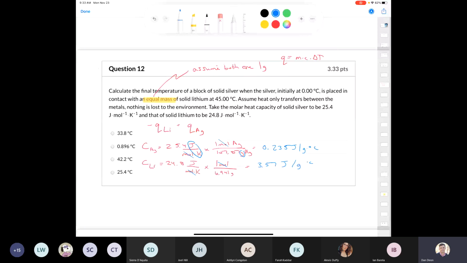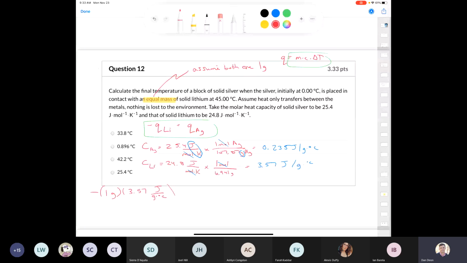Okay, now that I've got my specific heat capacities for my lithium and my silver calculated, I'm going to go back to this formula right here, and I'm going to plug my numbers into my formula. So we'll start with the mass of, which one did I start with? I start with the mass of the lithium. All right, so let's see here, negative 1 gram. And again, we'll assume this is 1.000. We'll just assume it's an exact number. So 1 gram of my lithium multiplied by 3.57 joules per gram degrees Celsius.